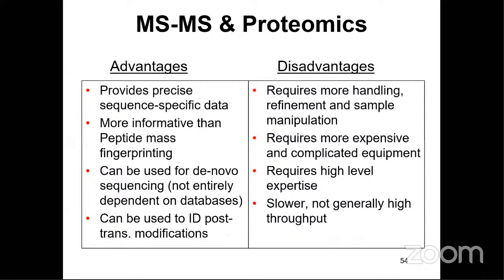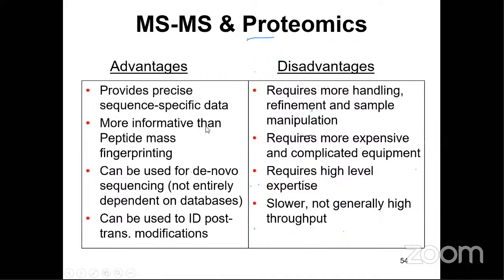There are many advantages. It provides precise, sequence-specific data. However, it requires more handling, refinement, and sample manipulation, so we may have to repeat the sample many times. If it's a diseased sample from a patient, you might not be able to get so many samples. It requires more expensive and complicated equipment and a high level of expertise. Not everybody can do this to get the protein sequences. It's also slower, so not high throughput.